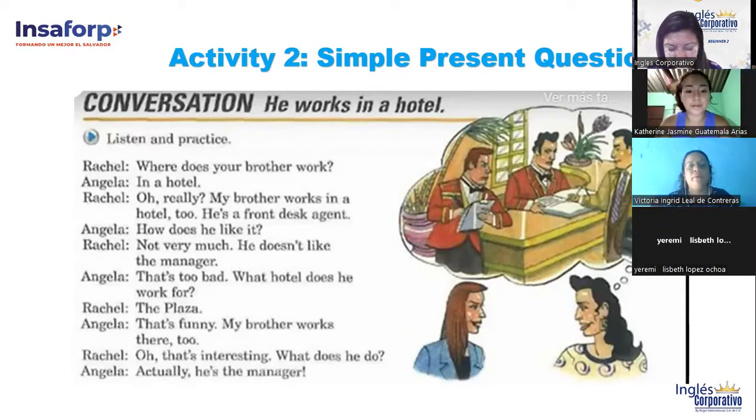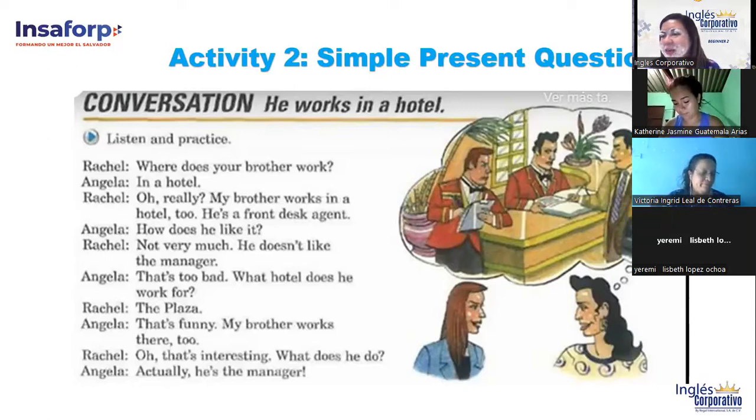Where does your brother work? In a hotel. Oh, really? My brother works in a hotel. He's a front desk agent. Who doesn't he like? Not very much. He doesn't like the manager. That's too bad. What hotel does he work for? The Plaza. That's funny. My brother works there too. Oh, that's interesting. What does he do? Actually, he's the manager. Okay. Thank you for your participation.